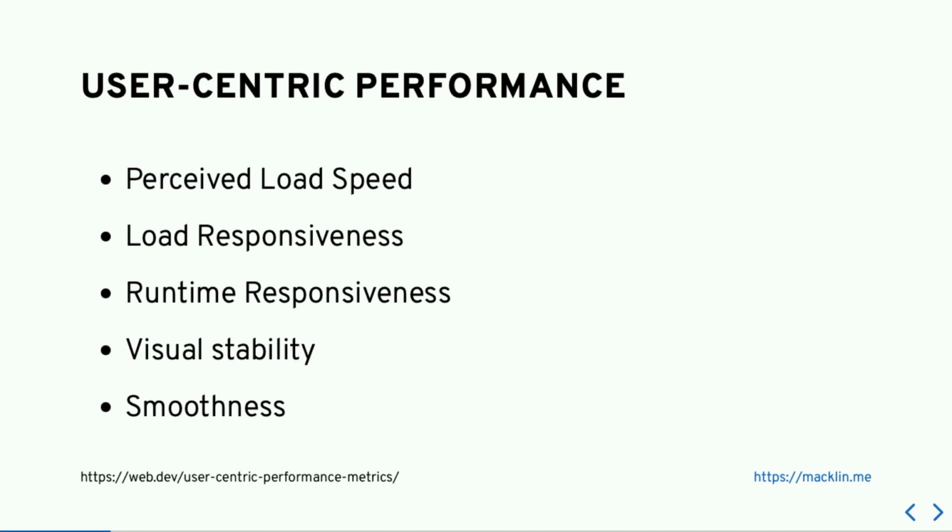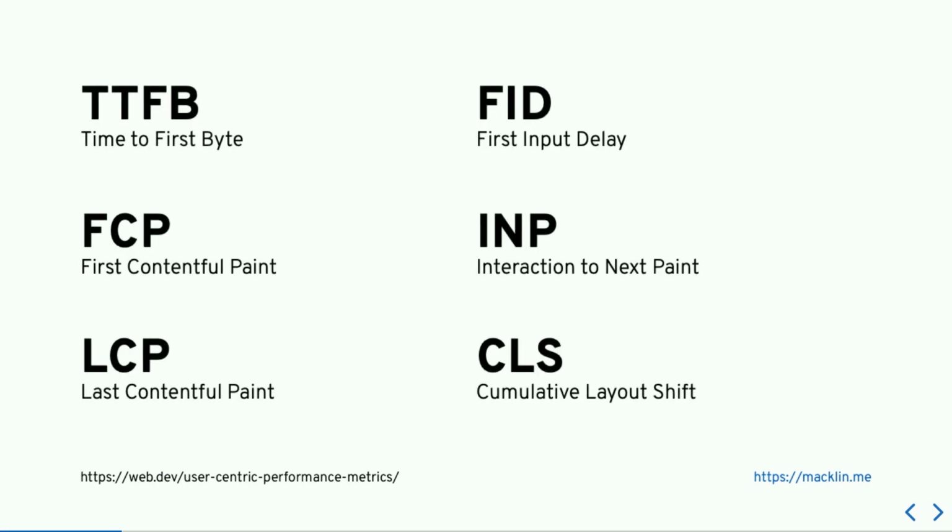Then you've got visual stability and smoothness, which really center around if you've got animations on the website. It's a really good example of that. Are those animations smooth, or are you kind of getting jaggedness and not an ideal result there? And they've translated these focus areas into a bunch of metrics. These are the metrics here.